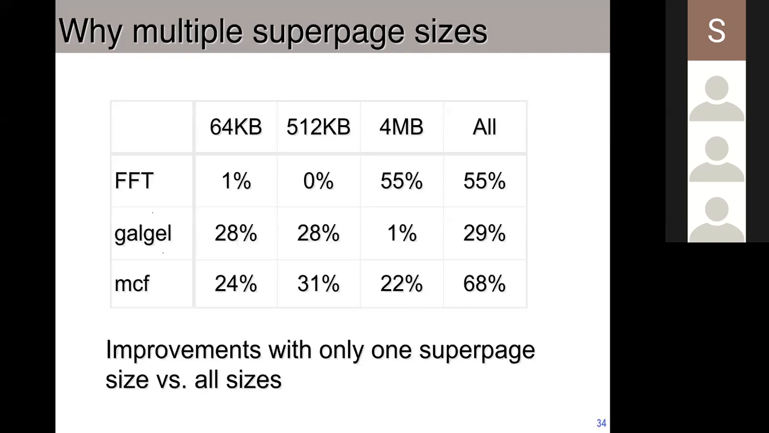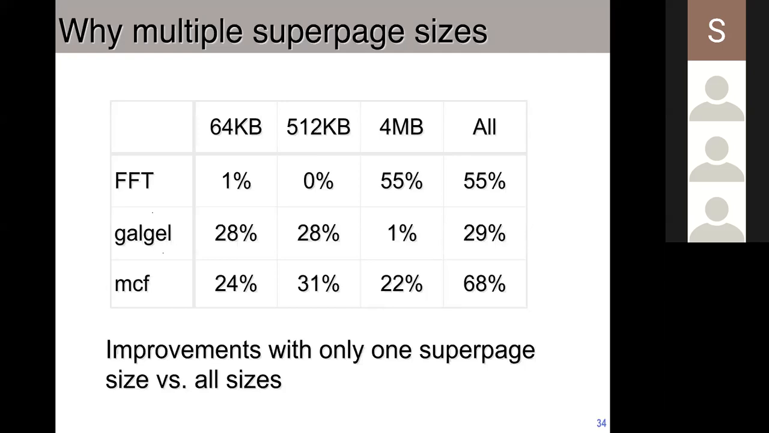So they say, okay, what if all the pages were 64 kilobytes, or all of them were 512 kilobytes, or all were 4 megabytes? And then finally, what if you use a mix of superpage sizes, which is what their system is needed for, right? So you can see that, for fast Fourier transform, if all your pages were 4 megabyte size, you would get 55% improvement. And with their system, with a mix of superpage sizes, they still get 55%. And you can say, well, look, we don't need your system. We just need to set our page size to 4 megabyte, right?